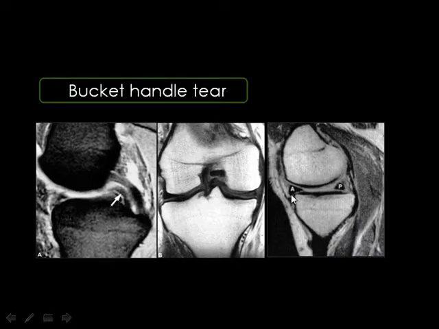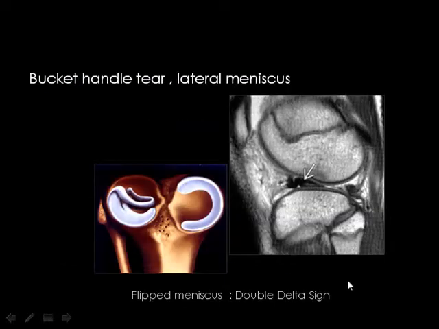This is the anterior horn and this is the posterior horn. The posterior horn is smaller than the anterior horn. Then go to the posterior cruciate ligament and you see another one, then this is bucket handle tear. The bucket handle tear can occur also on the lateral aspect, in the lateral meniscus, and the appearance is different from the medial meniscus. And the lateral meniscus bucket handle tear, you see this appearance.